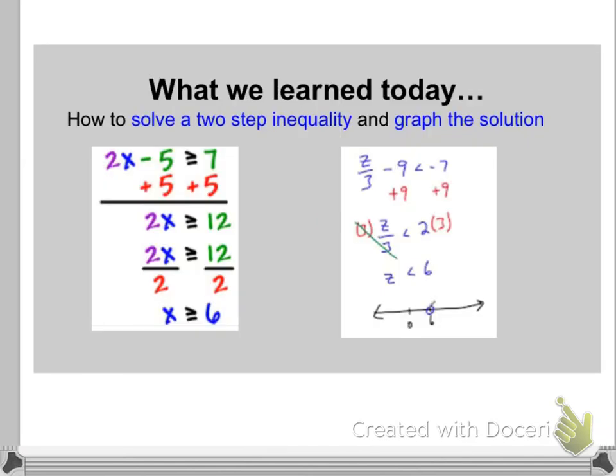Today we talked about how to solve two-step inequalities and graph the solution. Remember, you're solving just like you were solving with equations. When you use your check, make sure you use a value that's been graphed.